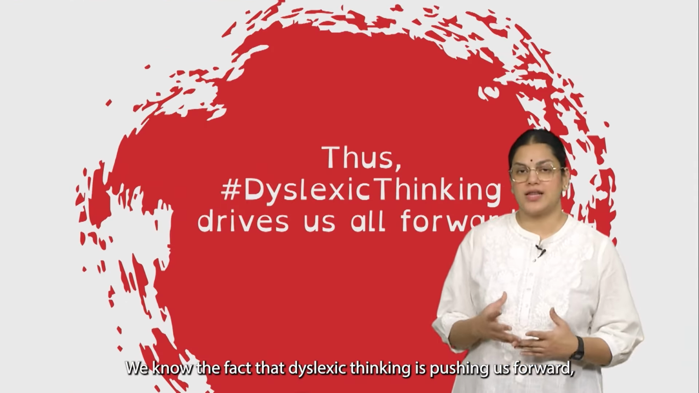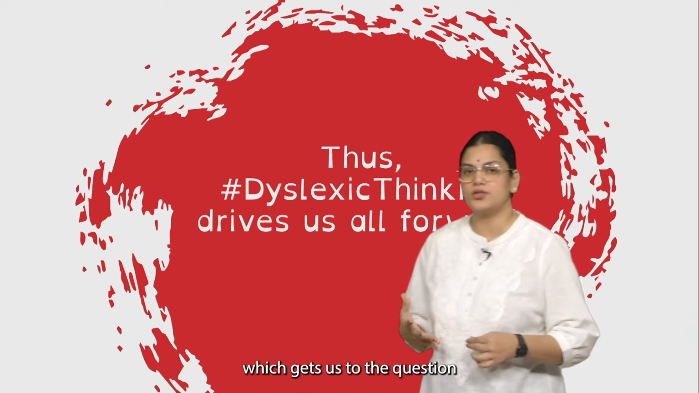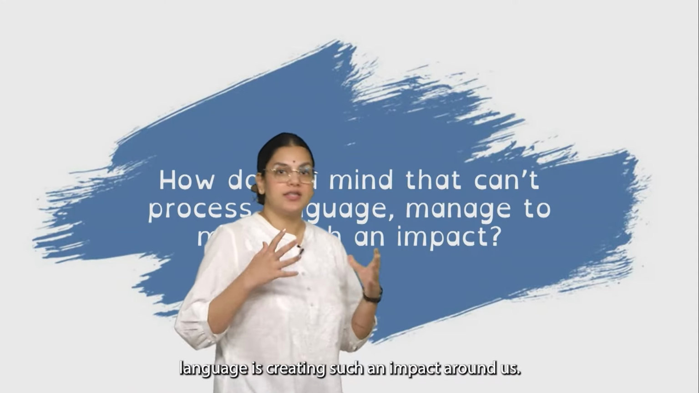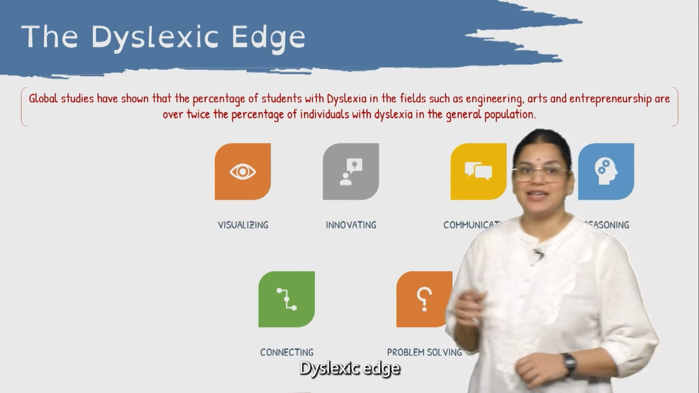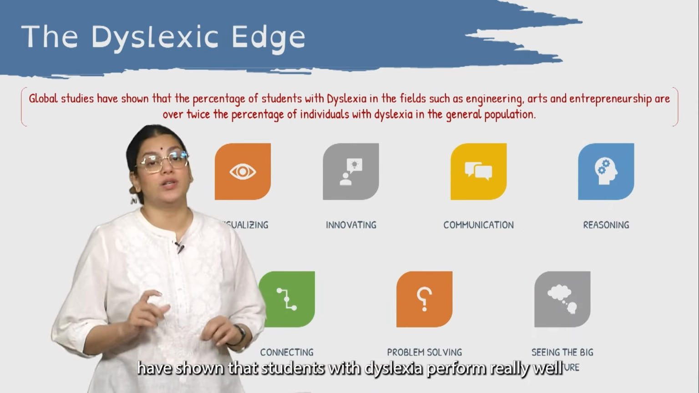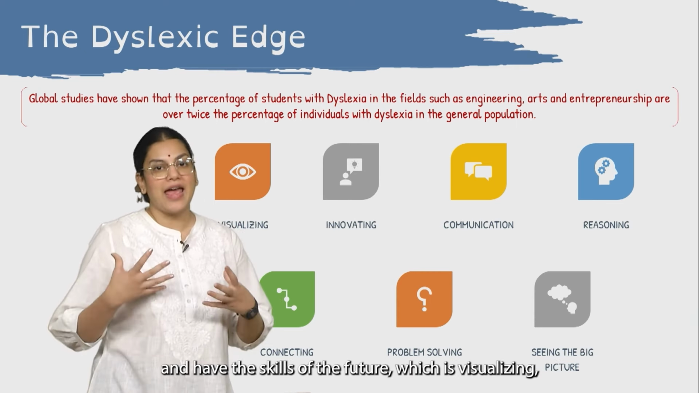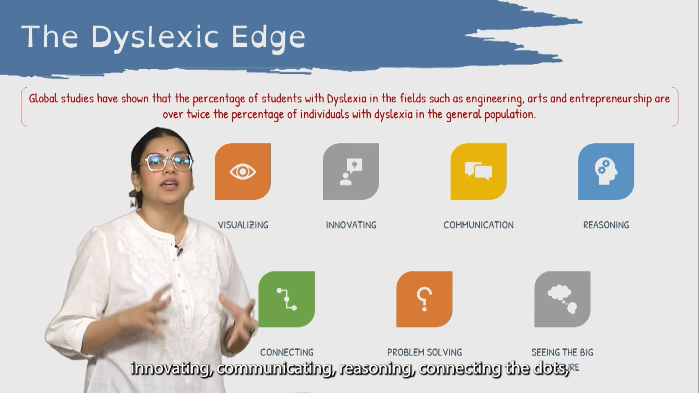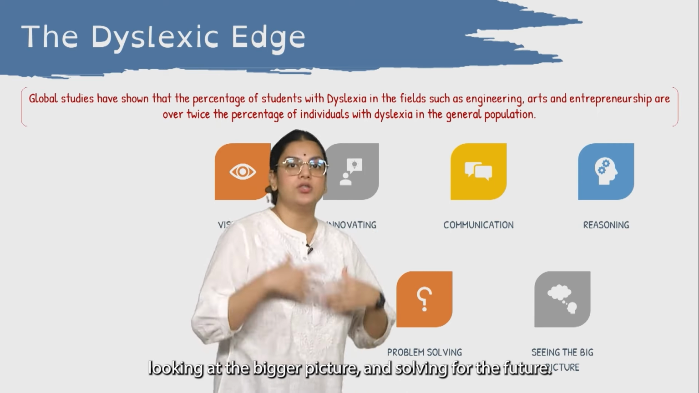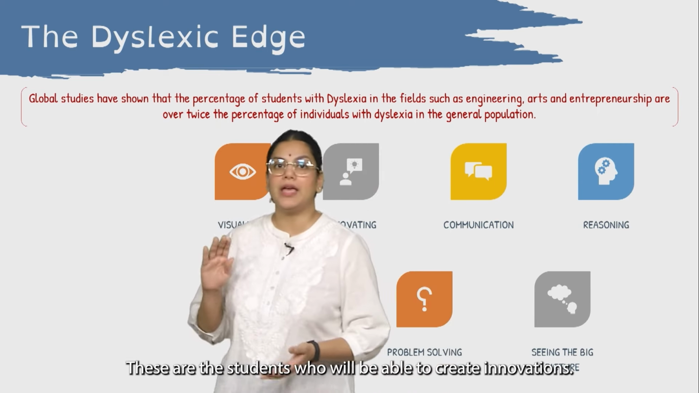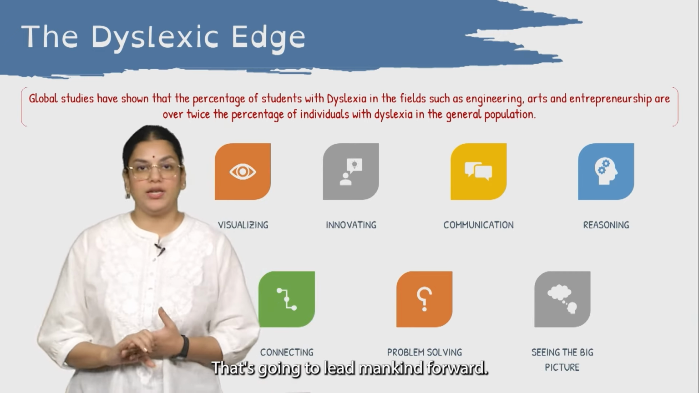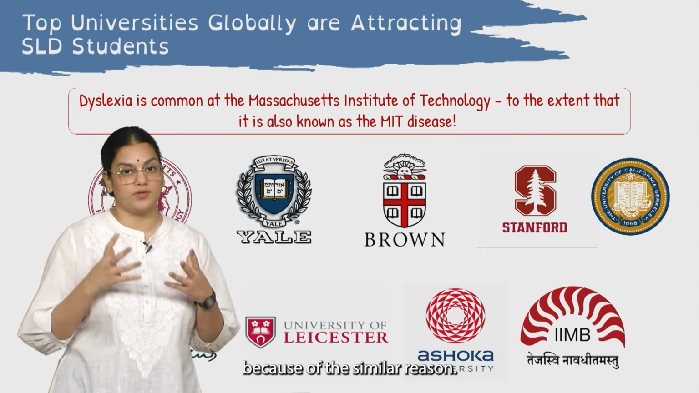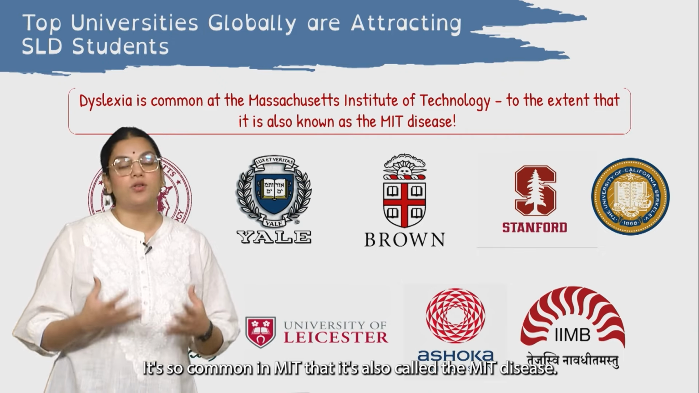We know the fact that dyslexic thinking is pushing us forward, which gets us to the question of how a mind that is not able to process language is creating such an impact around us. Dyslexic edge. Global studies have shown that students with dyslexia perform really well and have the skills of the future, which is visualizing, innovating, communicating, reasoning, connecting the dots, looking at the bigger picture and solving for the future. These are the students who will be able to create innovations that are going to lead mankind forward. A lot of universities around us globally are attracting these students for a similar reason. It's so common in MIT that it's also called the MIT disease.